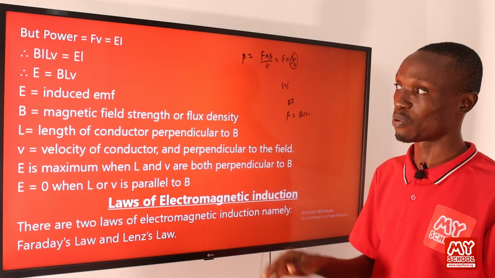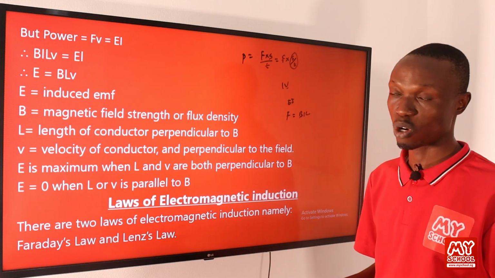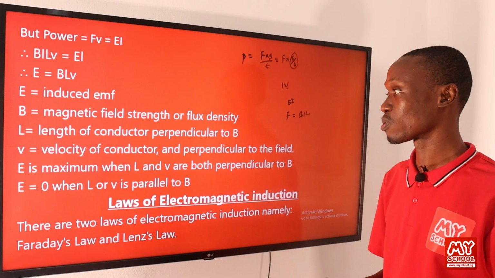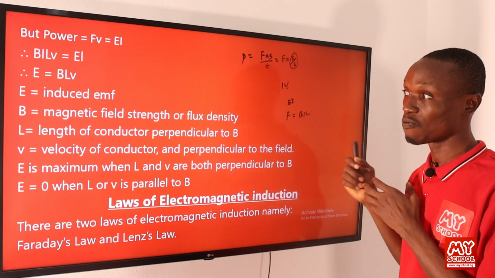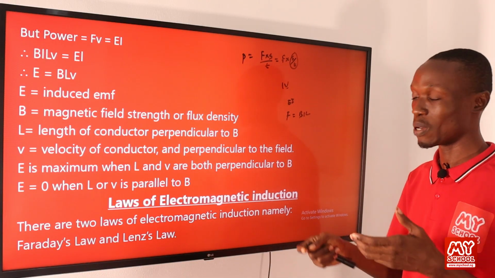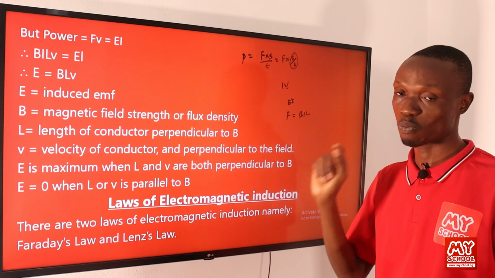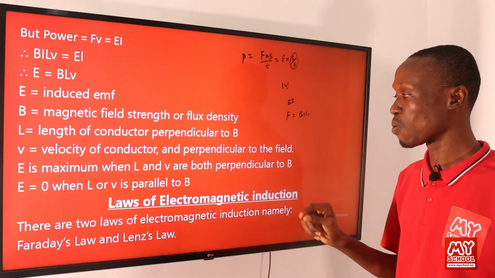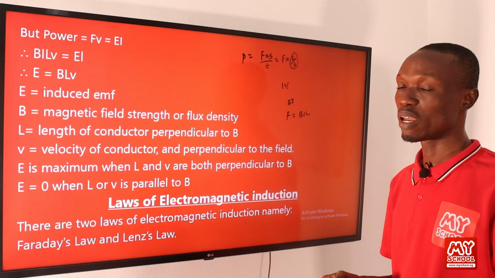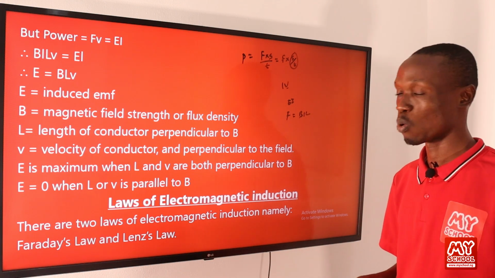Let's explain what each of these letters represent. The capital letter E represents induced EMF, B represents magnetic field strength, or you can as well call it flux density. L represents the length of conductor, and this length of conductor is perpendicular to the magnetic field, while V is the velocity of conductor and is also perpendicular to the field. E is maximum, that is the induced EMF is maximum when L and V are both perpendicular to the field, while E is equal to 0 when L or V or both of them is parallel to the magnetic field.